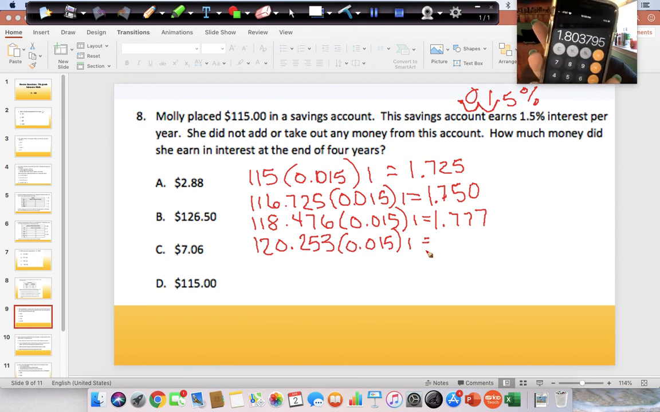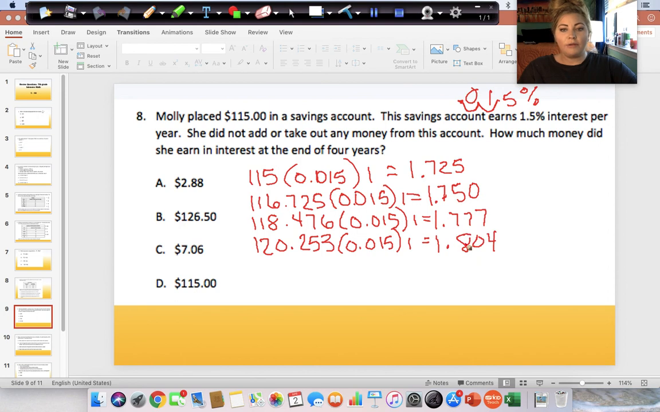Okay, and you get this number, 1.804. And again, I rounded that number to the thousandths place. Okay, so now I am done because I've done 4 years. Remember, it said in our problem that we are doing this for 4 years. These are my 4 years: my first year, my second year, my third year, and my fourth year.